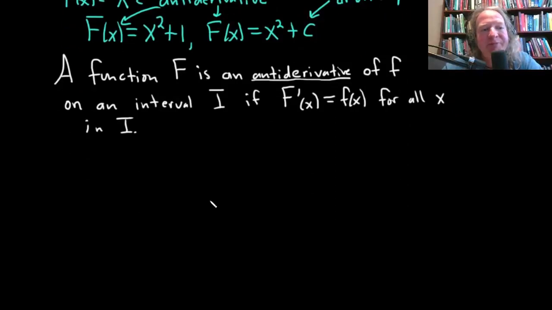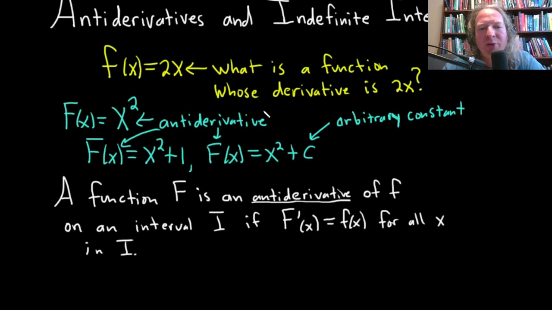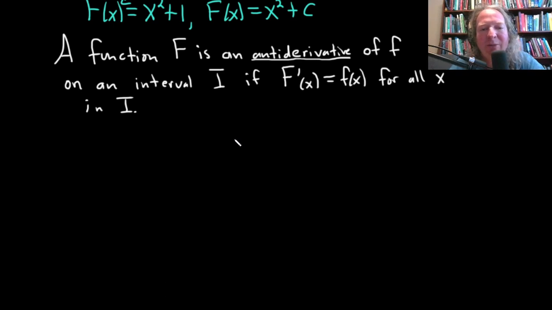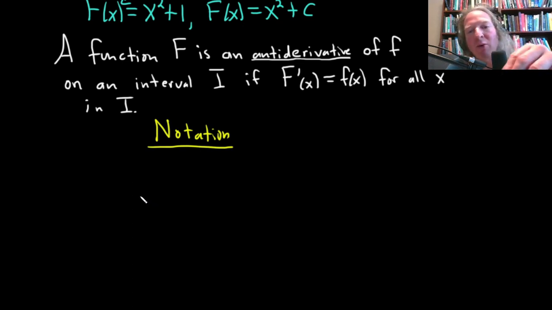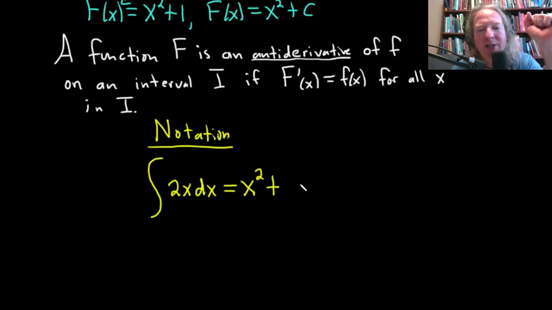I'm going to give you the notation. Before I do though, let's actually do it with respect to this example, so that it doesn't look so abstract. So the process of finding an antiderivative is called antidifferentiation, right? We're going backwards. So instead of differentiating, we're antidifferentiating. And here's the notation we use. We have this elongated S symbol. This is called the integral symbol. And here we have 2x, and then we have dx. And we said that our best answer was x squared plus C.